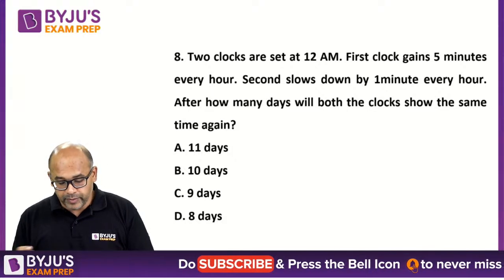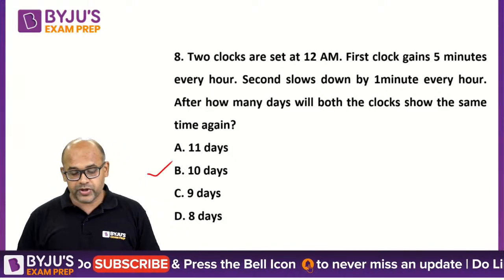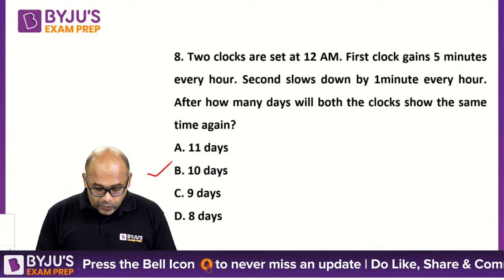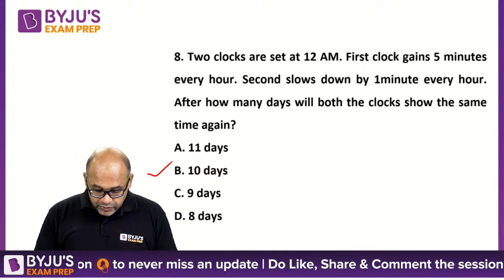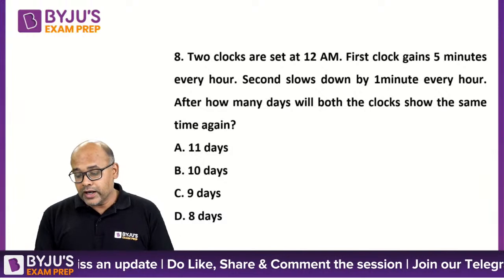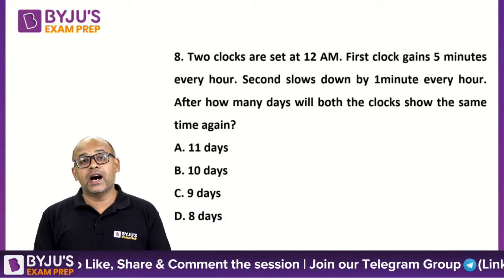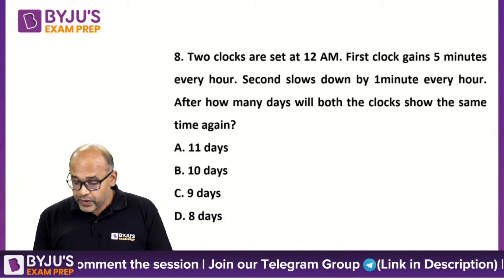Okay guys, so that's your 1 minute. The correct answer happens to be option B. Let's take a look at why it is option B. So if you look at this question, one clock is gaining 5 minutes, the other clock is losing 1 minute.